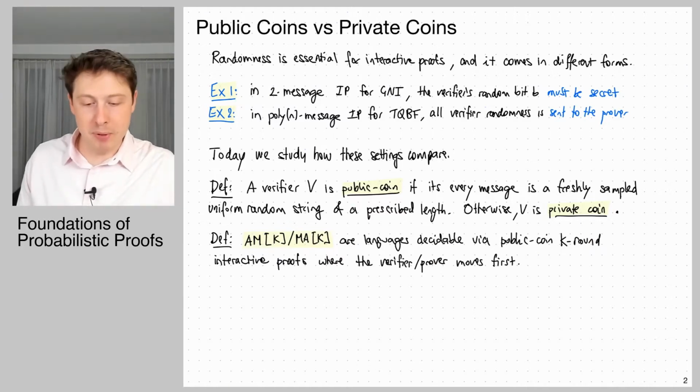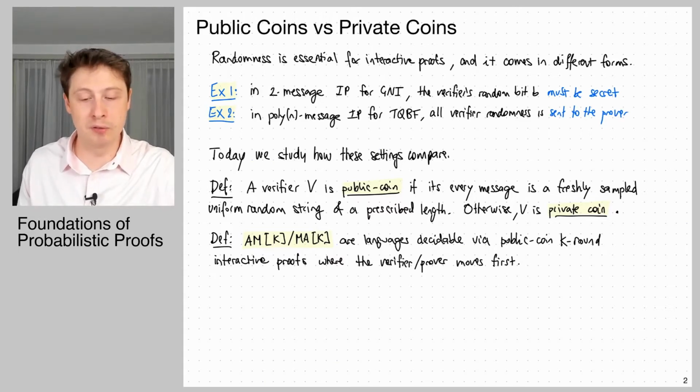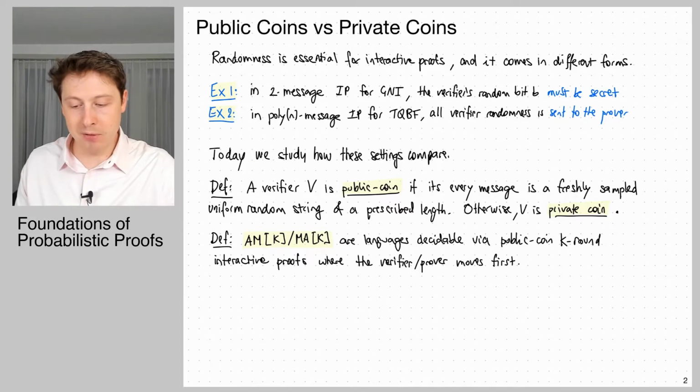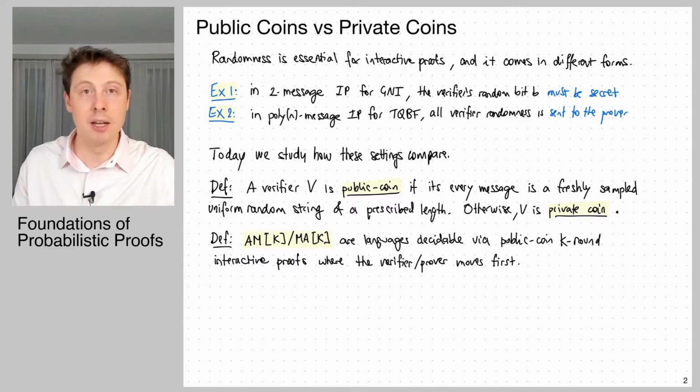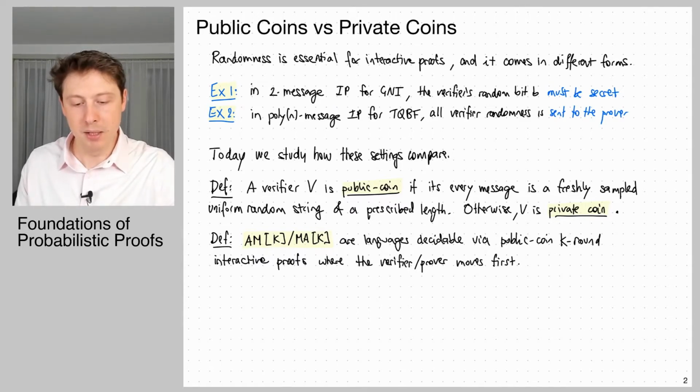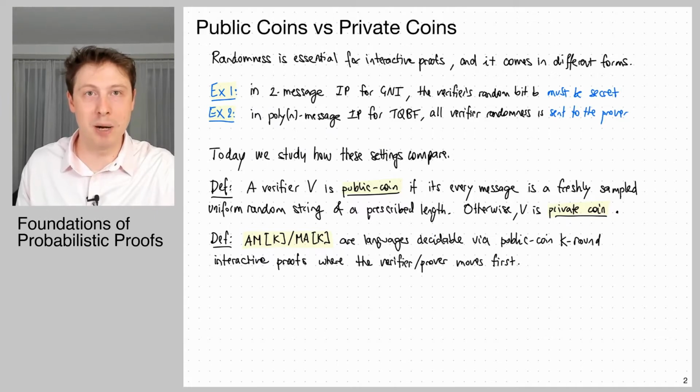Now, from a complexity perspective, when you want to emphasize that an interactive proof is public coin, there is different notation that we use. Those are the complexity classes AM and MA. These are languages decidable via public coin, K-round interactive proofs where either the verifier or prover moves first respectively. This notation of AM and MA is historical, and comes from the terminology of Arthur-Merlin proofs, where Arthur denotes the mortal verifier and Merlin denotes the wizard, the all-powerful prover.